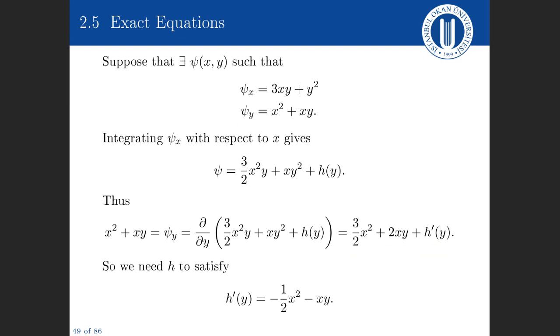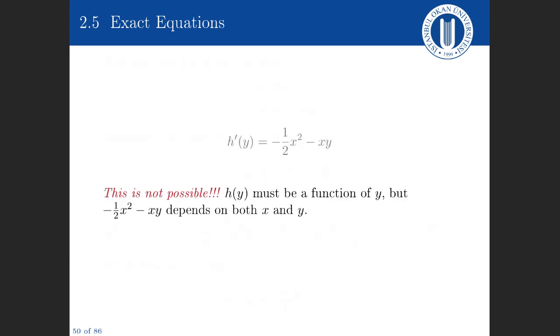So we would need to find a function h which satisfies h prime is minus a half x squared minus xy. And this is where we have a problem. h prime of y needs to be a function only of y. But on the right-hand side, I have both x and y. It's not possible to find a function h of y which solves this. So this is why the method goes wrong.